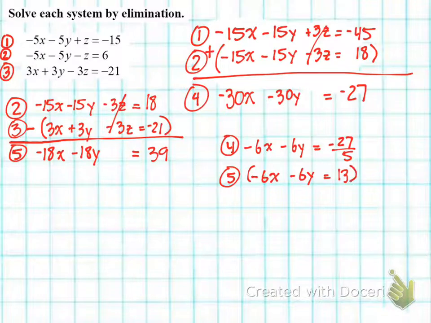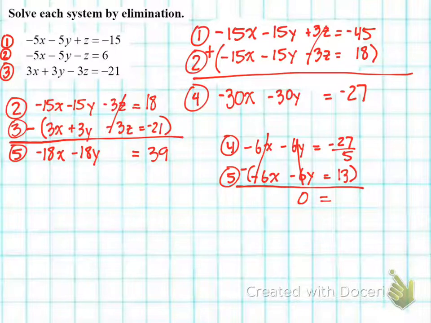Now I'm going to get rid of the x's and the y's, so we're going to do a subtraction sign. Negative 6x minus negative 6x cancels out. Negative 6y cancels out. So you get 0. Now, negative 27 over 5 is really like saying negative 5 and 2/5, right? So what's negative 5 and 2/5 minus 13? It's negative 18 and 2/5.